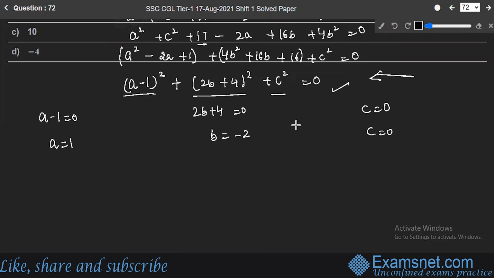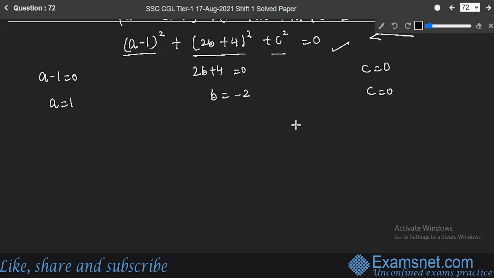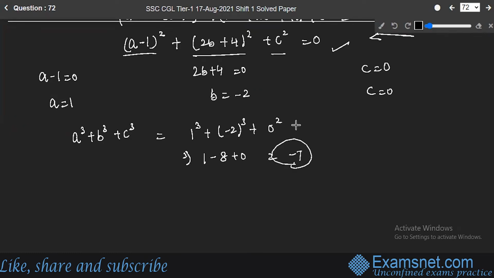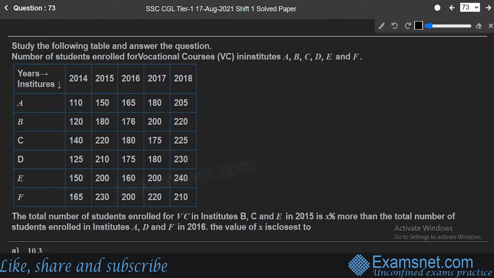What you had to find out in the question was a cube plus b cube plus c cube. Now it becomes very easy. So 1 cube plus minus 2 cube plus 0 cube. This gives you 1 minus 8 plus 0 which is equal to minus 7. Right. Let's check with the options. Option A is the correct answer to the question. Hope you are clear. Then let's move to the next question, number 73.